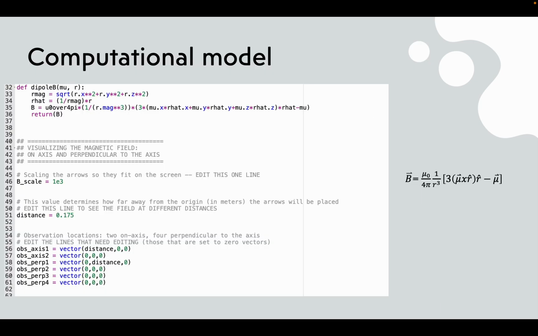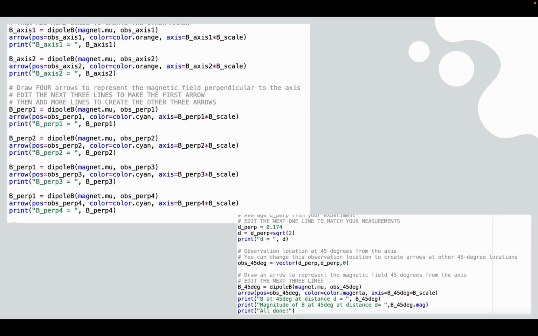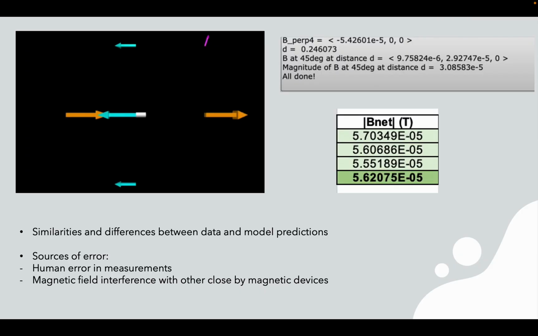Now let's get to the computational model. We create a function by using our third formula from the beginning, which calculates the magnetic field due to a dipole given a specific dipole moment, and then I needed to set up 6 locations where I visualize the magnetic field. 2 of those locations are on the dipole axis and 4 of them were perpendicular to the axis. In the first picture, our code assigns arrows to those points, and in the next picture we are repeating this process to present the magnetic field 45 degrees from the axis.